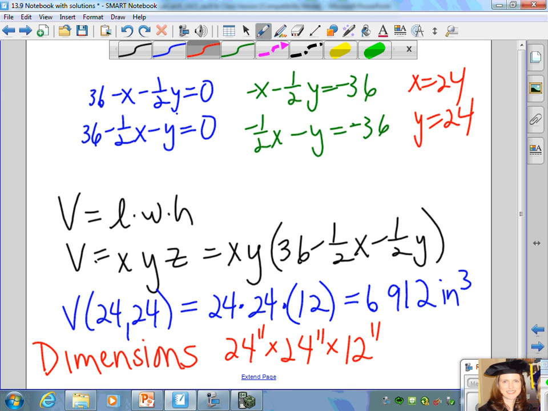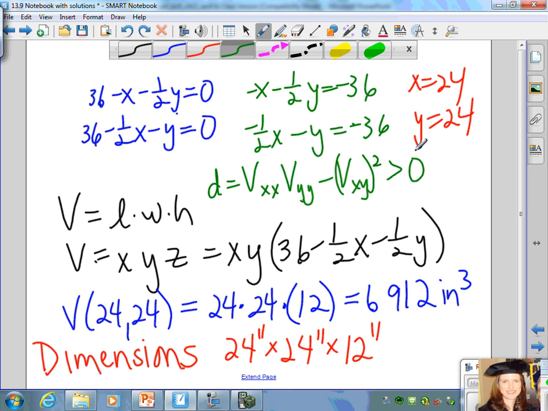Now, I didn't go through and confirm that this is a maximum or a minimum, but you can certainly do that by finding D, which would be the value of Vxx at that critical point times Vyy minus the quantity Vxy squared, and you'll find out that that is greater than 0. Vxx would be less than 0, which would confirm that you have a relative maximum.